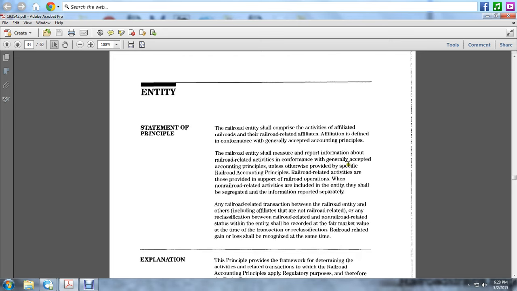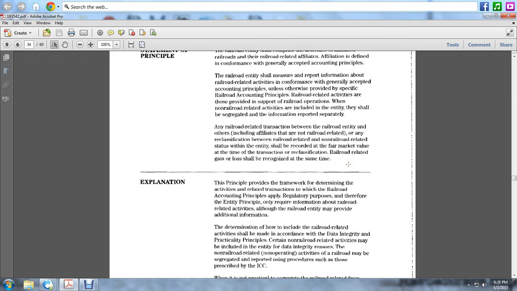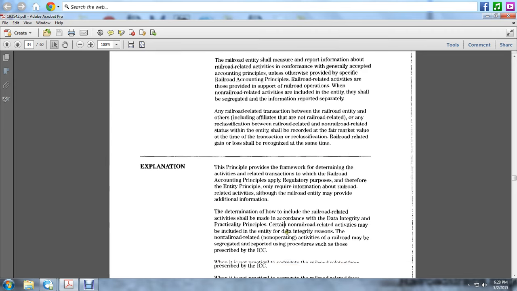Explanation of the ETNI. The principle provides the framework for the determination of activities related to the transaction to which the railroad accounting principles apply. The railroad purposes, therefore, and ETNI principles only require information about the railroad-related activities. Although the railroad ETNI may be provided with additional information, the determination of how to include the railroad-related activities may be in accordance with the data integrity and practicality principles. Certain non-railroad activities may be included in the ETNI for data integrity reasons.